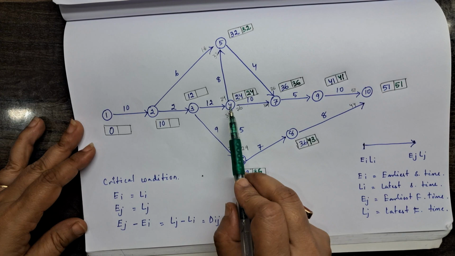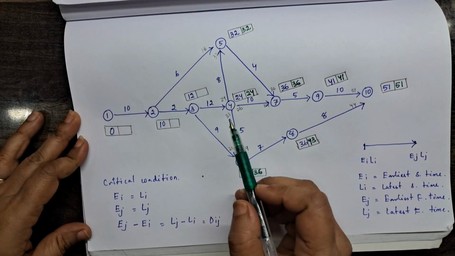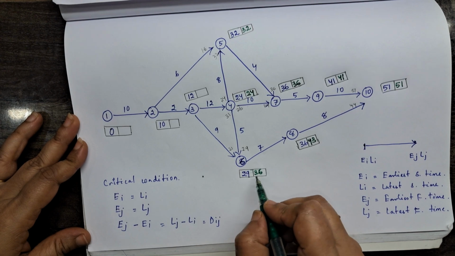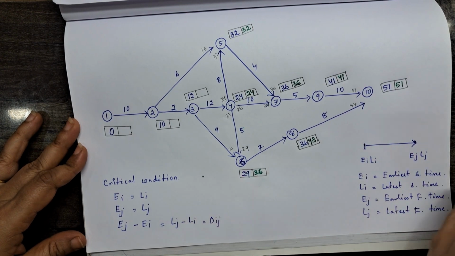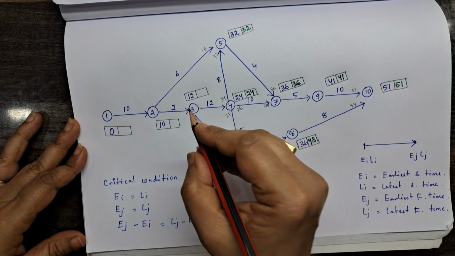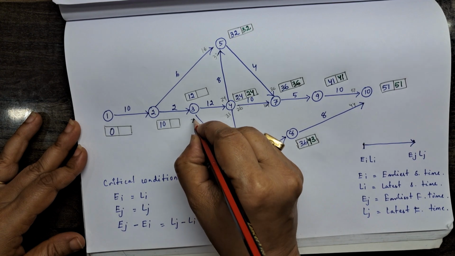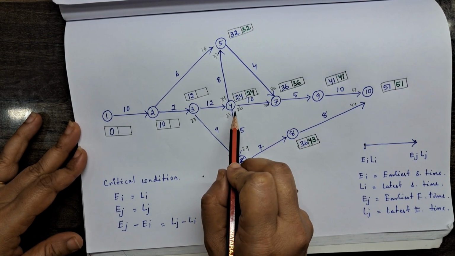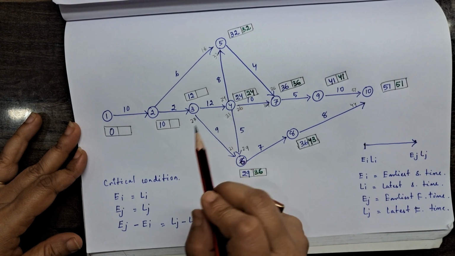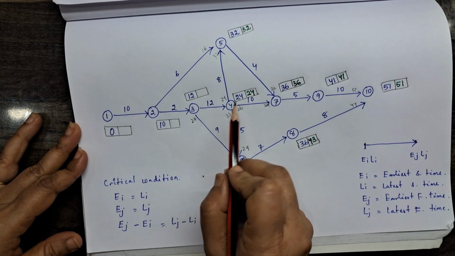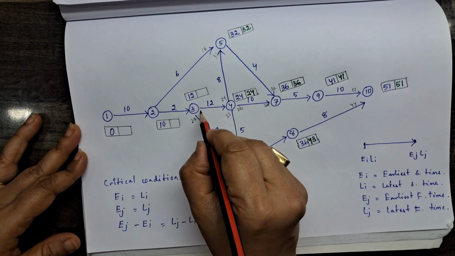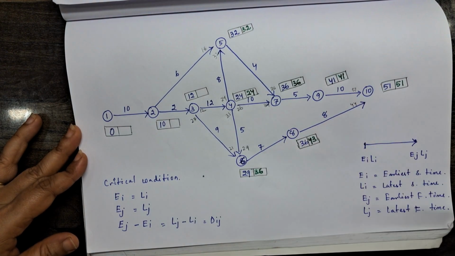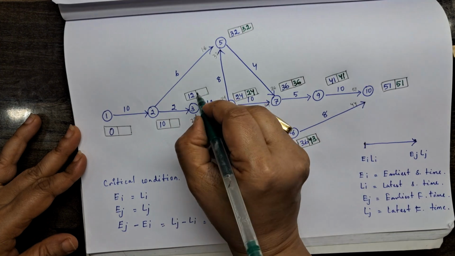Now from 4 to 3. If you see, there are two tails of the arrow here. 36 minus 9 is 27. Another one is 24 minus 12, which is 12. Minimum is 12. So we have taken 12 here.